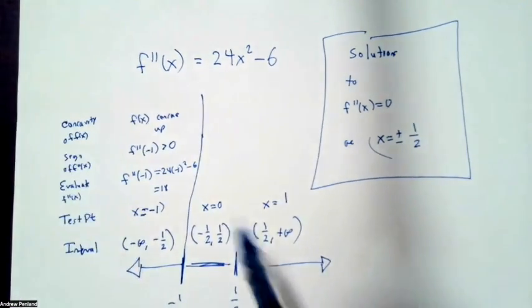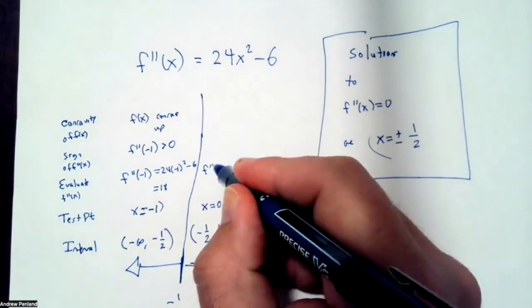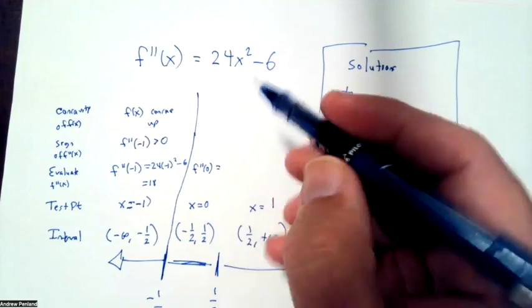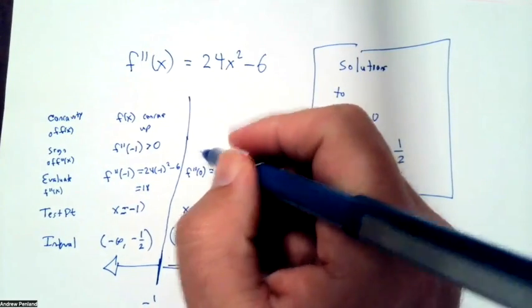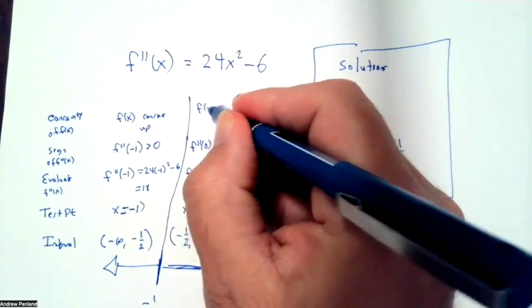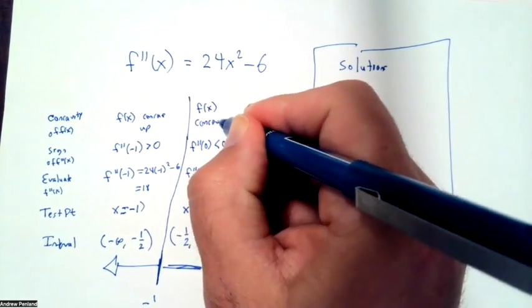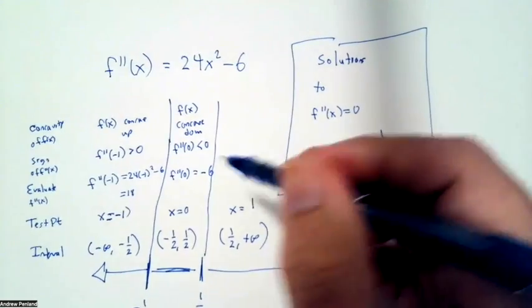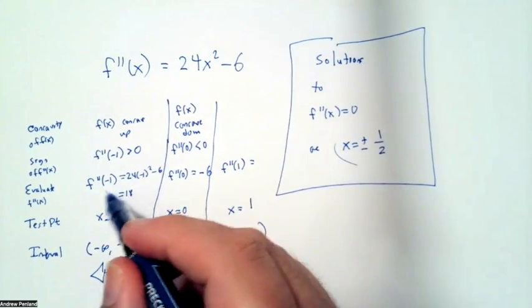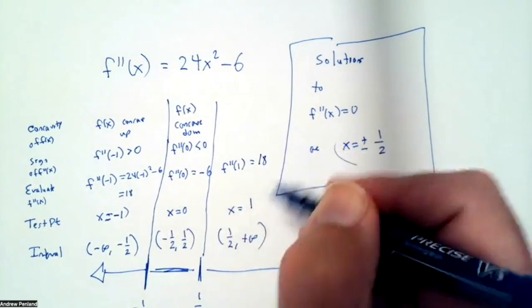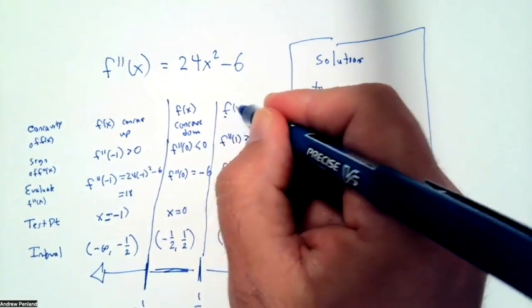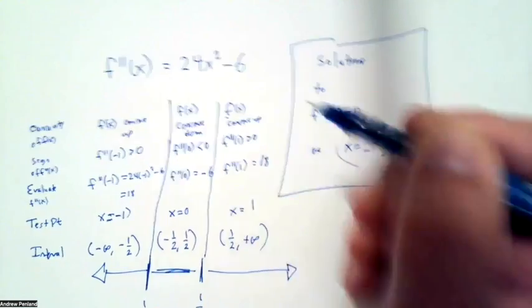Now we're going to do the same reasoning with x equals 0. So f double prime of 0 is equal to 24 times 0 squared minus 6, which is negative 6, and that is negative. So f double prime of 0 is less than 0, which means that on this entire interval, f of x is concave down. And finally, at x equals 1, we plug that in, and it's the same calculation because of symmetry, so we get positive 18. So f double prime of 1 is positive. This means that f of x is concave up on this entire region.